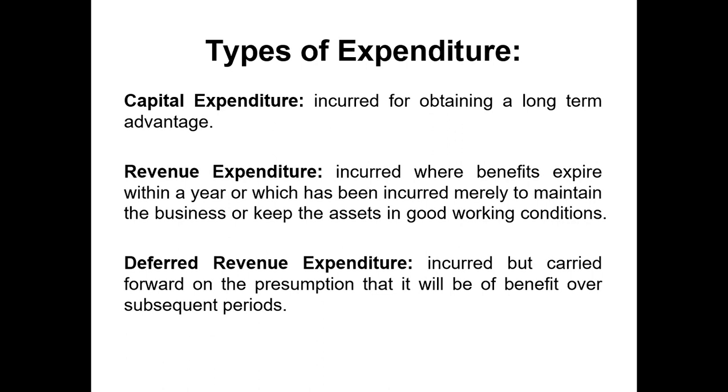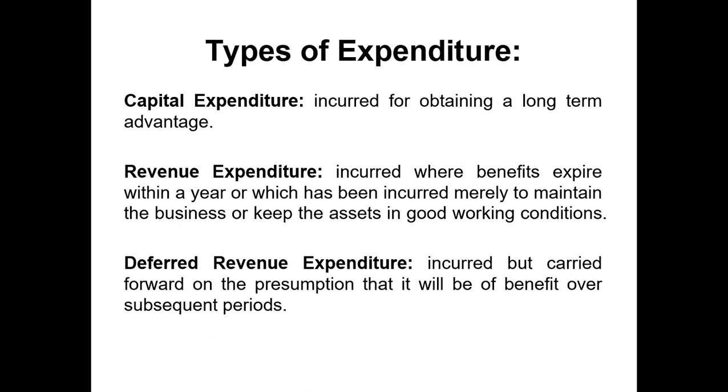Then the third category, which is deferred revenue expenditure. It is incurred but carried forward on the presumption that it will be of benefit over subsequent periods. So these are basically the amounts of expenditure which are incurred once and give the benefit for a longer period of time.